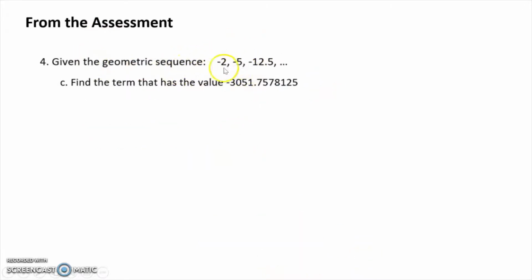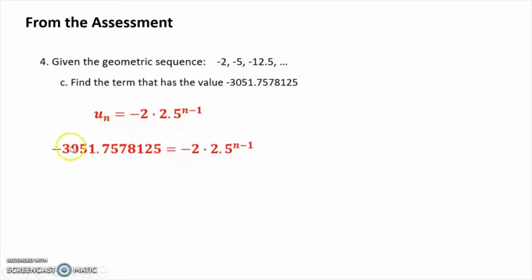Okay, next one from the assessment. Same problem, the same sequence we had above there. We have the rule already, which is this, right? We made the rule in the last part. Now it says find the term that has this value. So just like we did before with the arithmetic/linear sequence, we are looking for when does this value occur? And this value is one of the terms in the sequence. So we replace u sub n, which is any future term in the sequence, with that number that we're given. We set it equal to our rule, and now we're going to solve for n, because n will tell us when that occurs, right? When does this term occur in our sequence? n will tell us when. Like, if n is 10, it means it happens at the 10th term, and so on. So let's see.